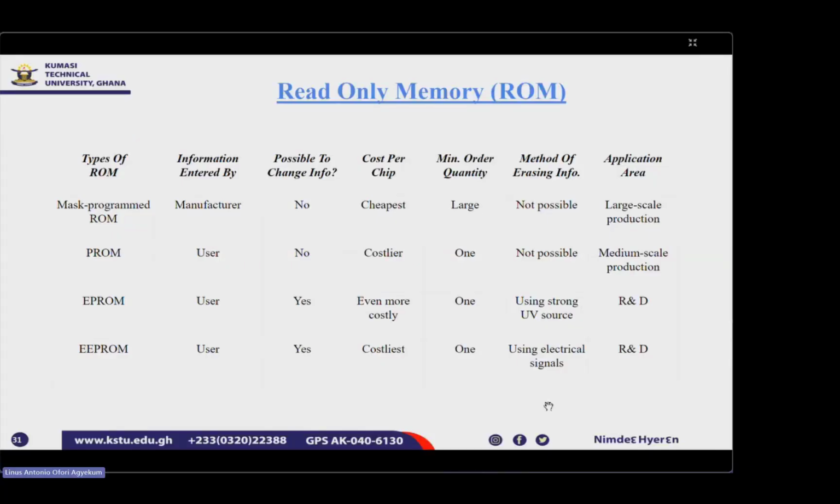Now, when you take the EPROM, you can erase, but by the usage of UV light, strong UV light. And then the EEPROM can be done using electrical signals. And for the EEPROM, there is selective erasure of data. And these are produced for research and development.